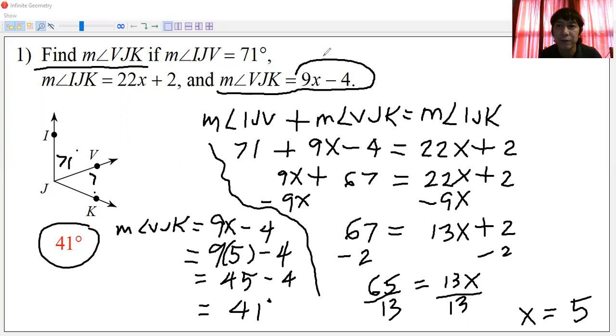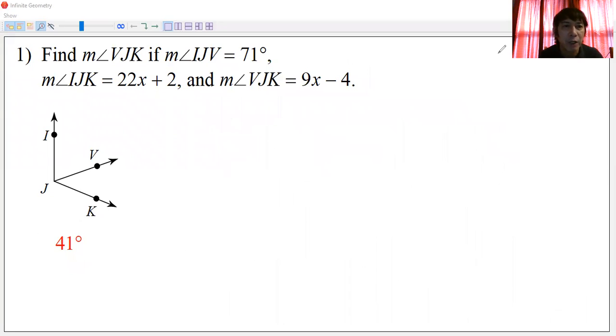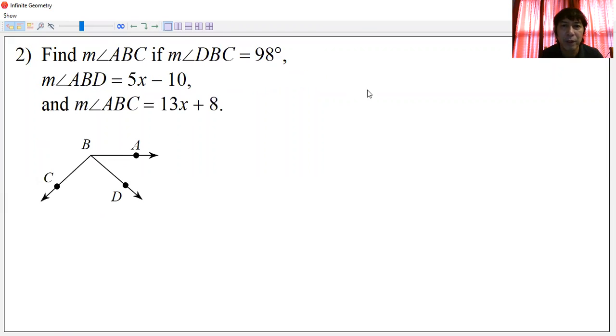So the answer here is 41 degrees. Let's have the second number. Let's have the number 2. Okay, here's the number 2 problem. All right, you can see the board. Find the measure of the angle ABC. Okay, measure of ABC. And that looks like the total.